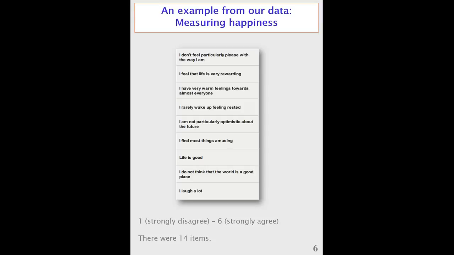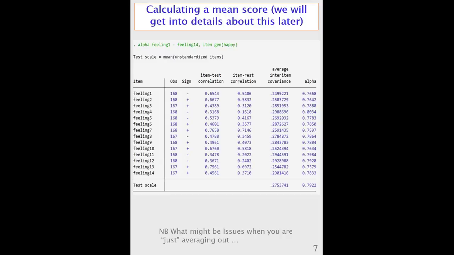We measured happiness in the data through items like this. This is one of these item batteries. I don't feel particularly pleased with the way I am. I feel that life is rewarding. I have warm feelings towards almost everyone. And there are quite a few of these, in fact 14, and these were measured on a 1 to 6 point scale, where 6 was strongly agree and 1 was strongly disagree. More on that in another lecture.